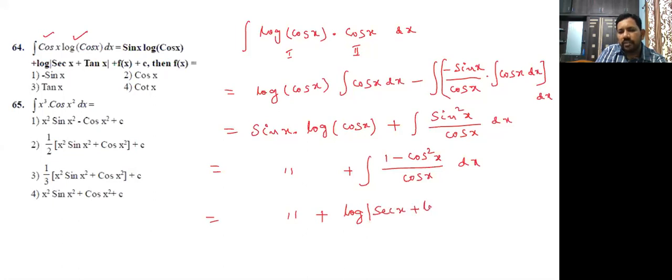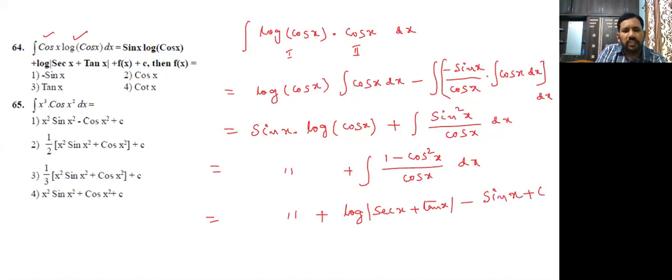I have written it directly, students. Are you understood? 1 by cos x means secant x. Integration secant x, this is the formula. Minus cos square x divided by cos x. One cos is going to cancel. Remaining one more cos x. So integration cos x, that is sin x plus c.